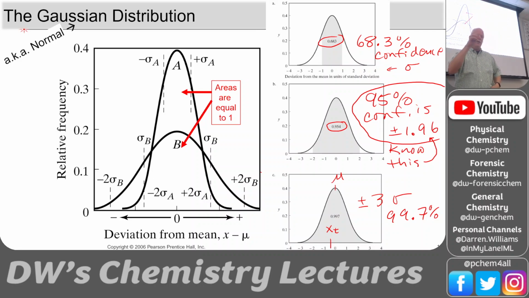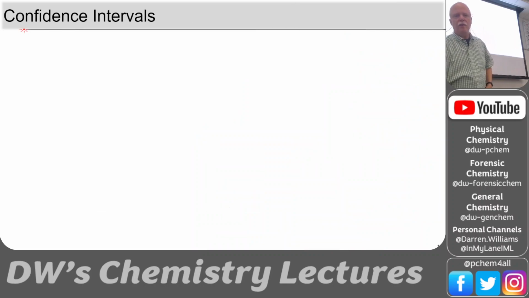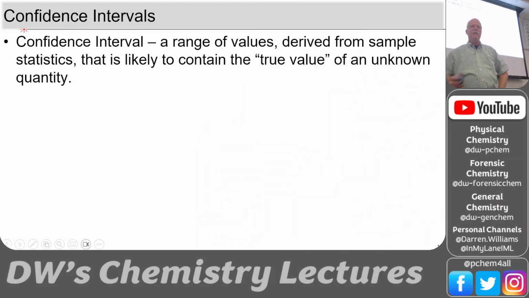Now, in our example, we put in a check value, but if you're doing a true unknown, you look at your standard deviation, and you're like, well, these are the statistics. We don't see any gross errors or whatever. Then our true value should be within these limits. Okay. So that's a range of values derived from sample statistics that are likely to contain the true value of an unknown quantity. So that's what a confidence interval is.